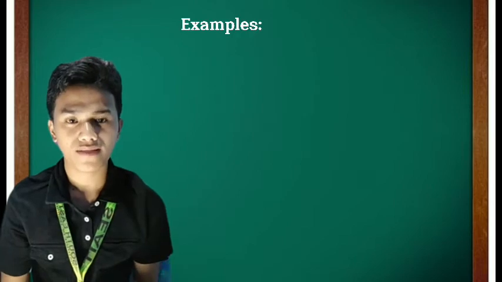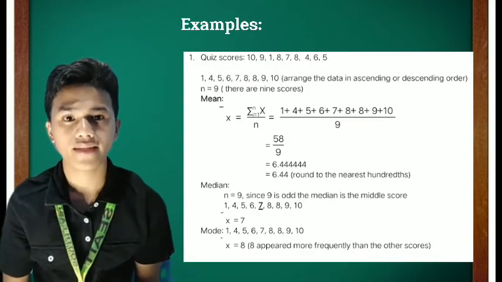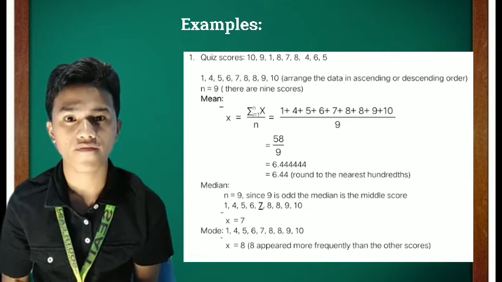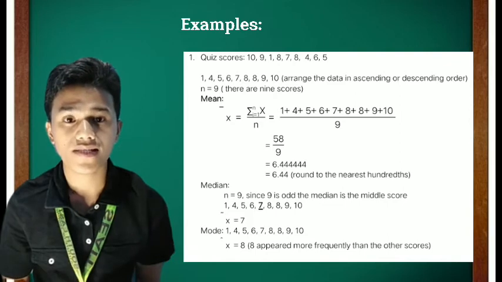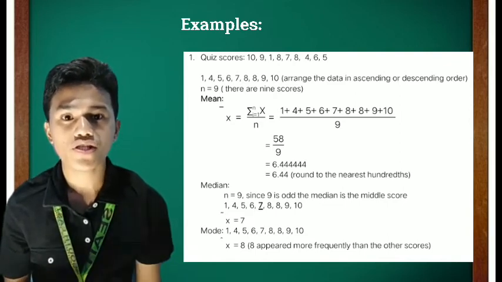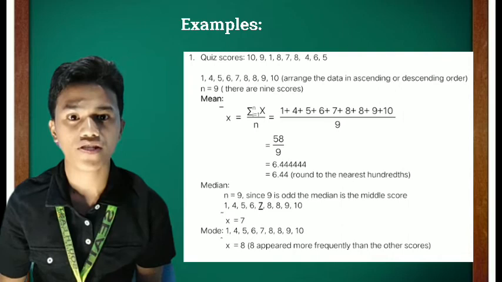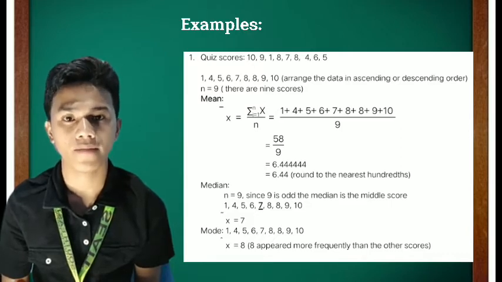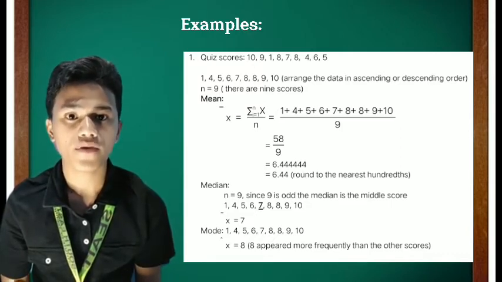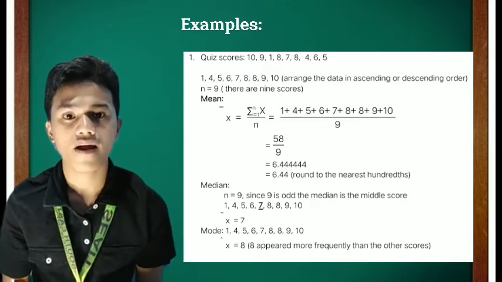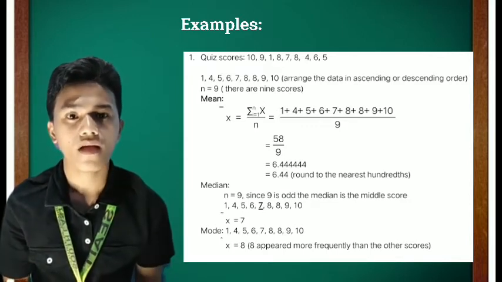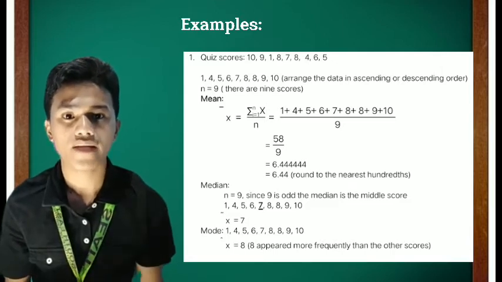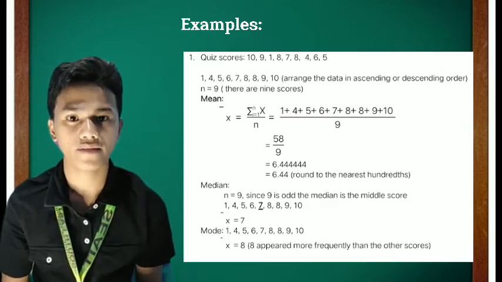So example number 1, the quiz scores of 10, 9, 1, 8, 7, 8, 4, 6, and 5. Since the order used in this example is ascending, arrange the scores from smallest to largest, so it will be 1, 4, 5, 6, 7, 8, 8, 9, and 10. Next, n or the total number of data is 9 because there are 9 scores. Now let's proceed to how to find its mean, median, and mode.